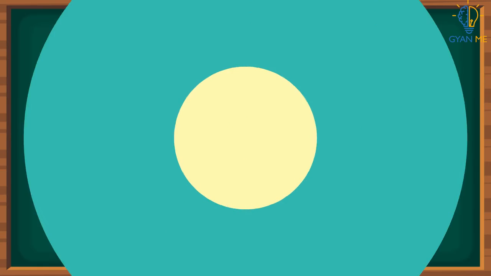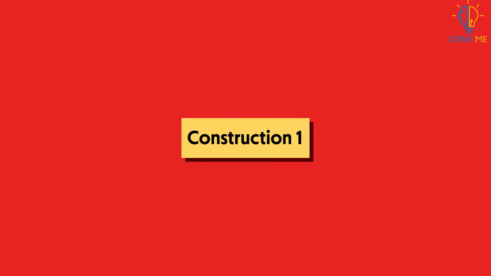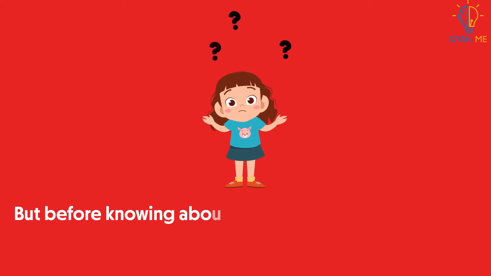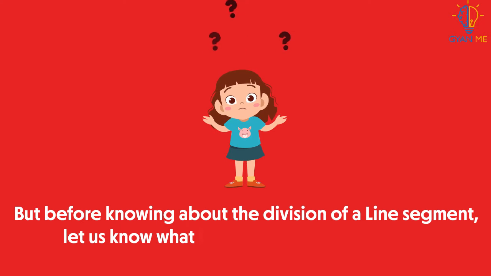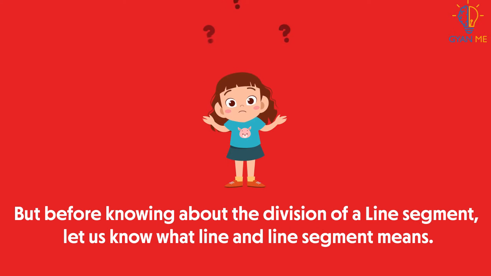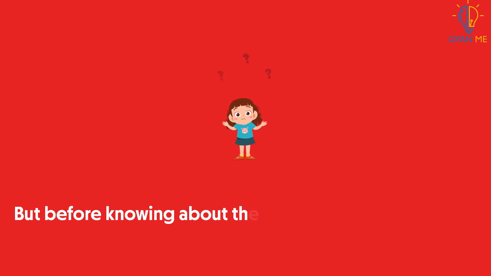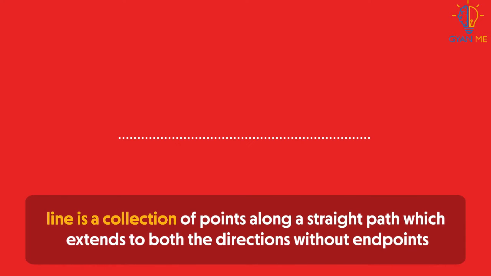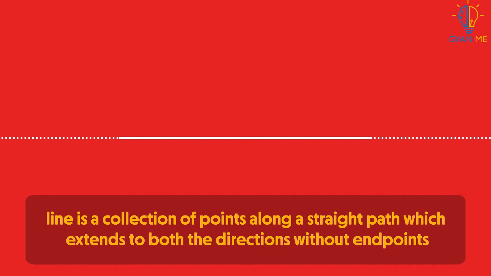ratio. Construction 1. But before knowing about the division of a line segment, let us know what line and line segment mean. As you know, a line is a collection of points along a straight path, which extends to both the directions without endpoints. Here, AB is a line, which does not have an ending or starting point. It is indicated by arrows.